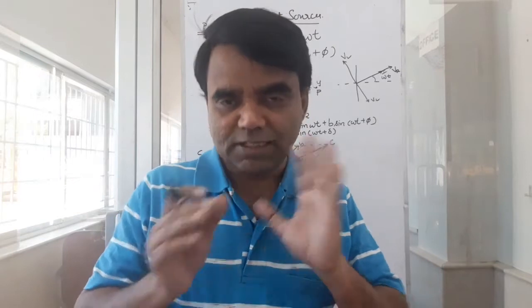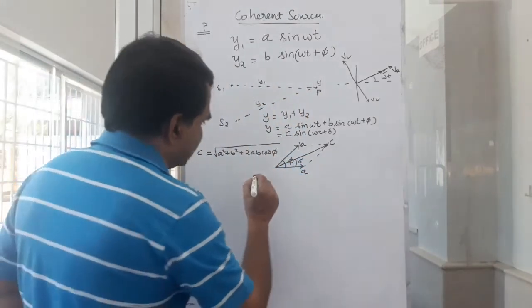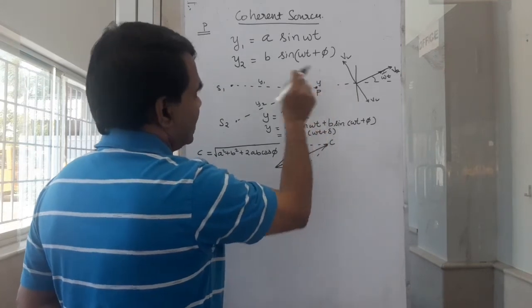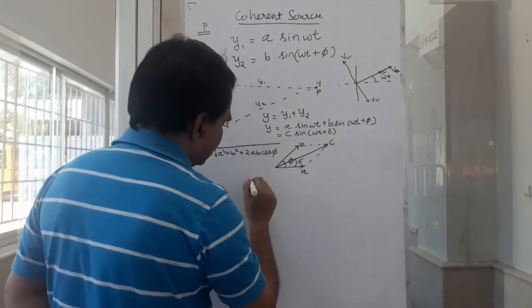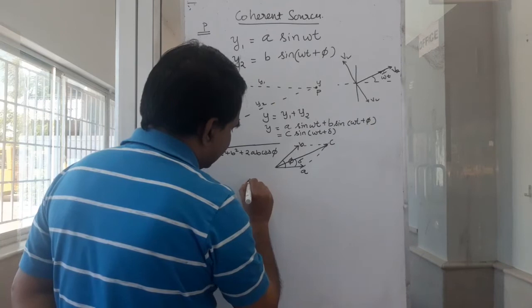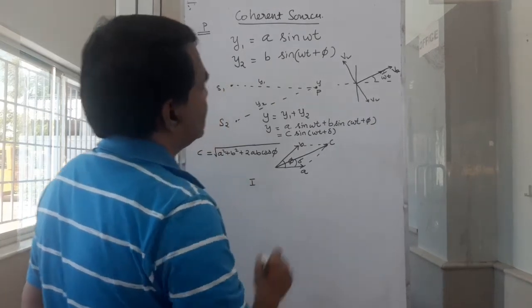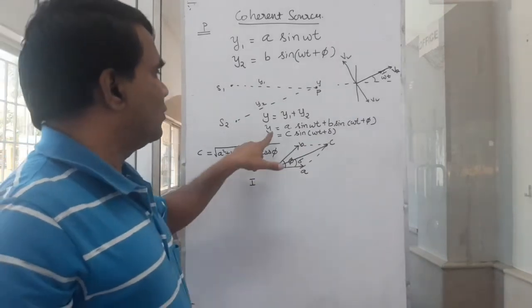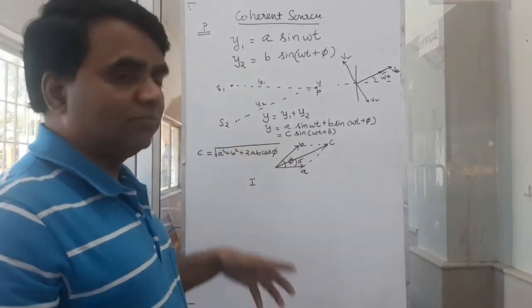What are we trying to arrive at? We are trying to arrive at intensity. How intense this point is only. What is the intensity of light at this point? That's what we are trying to figure out. So that is I at this point. I is actually the intensity of Y, this way.